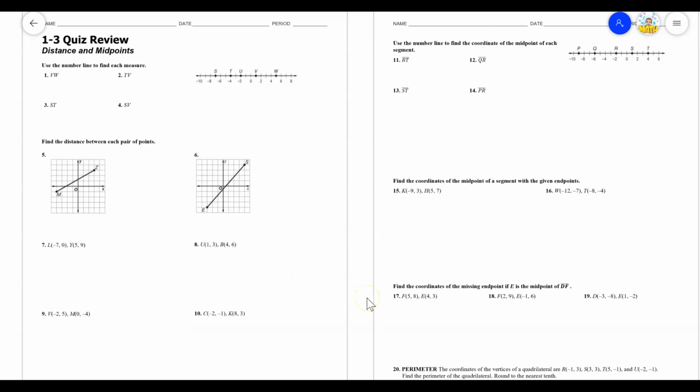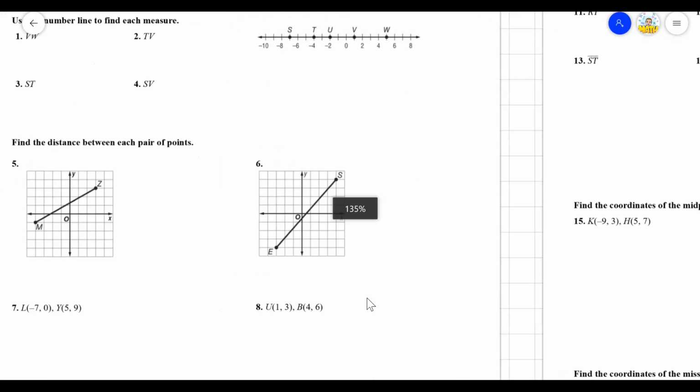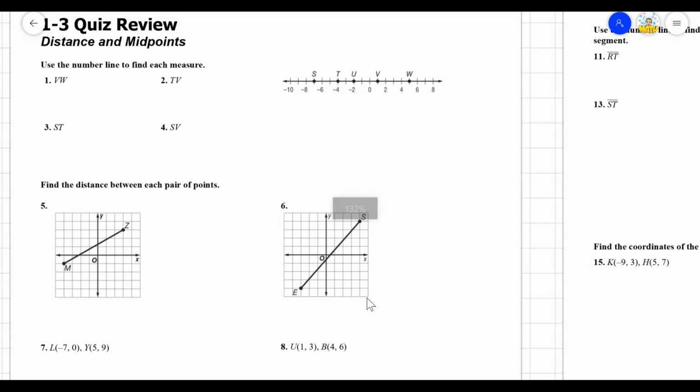Okay, our 1-3 quiz is going to cover just two topics. We have distance, so we can use the distance formula for that, or my approach is going to be more leaning on the Pythagorean theorem and our understanding of that, but it also fits the distance formula mold. And then midpoints, which I think is even easier. So let's take a look at some of the examples that we have in the review.